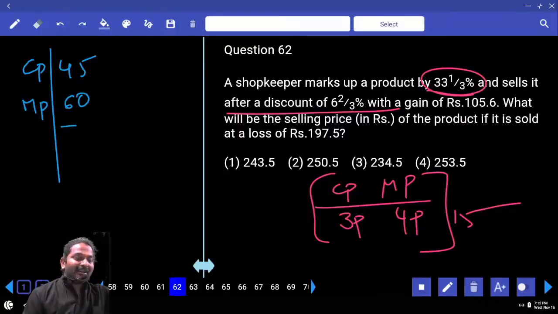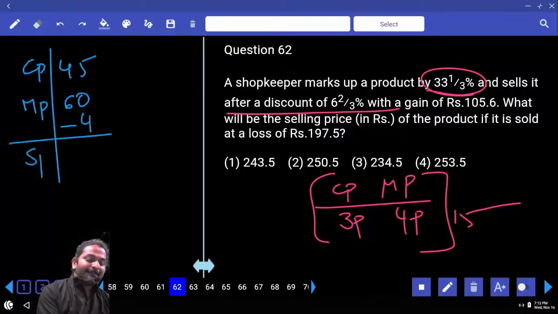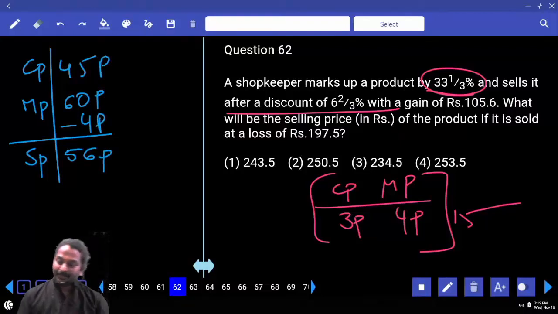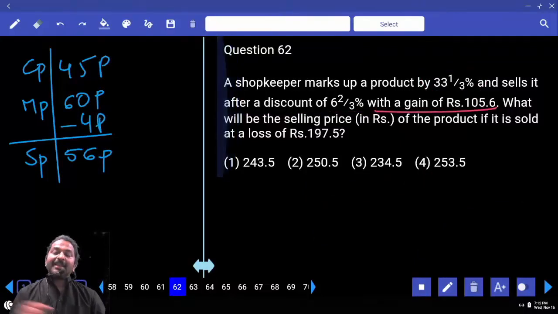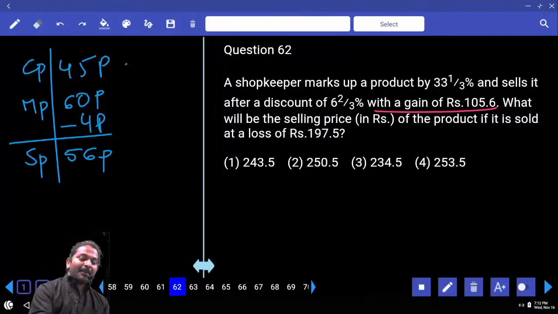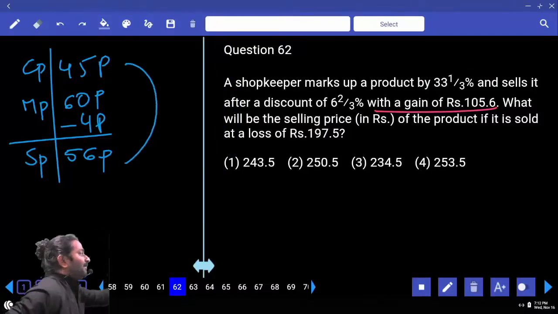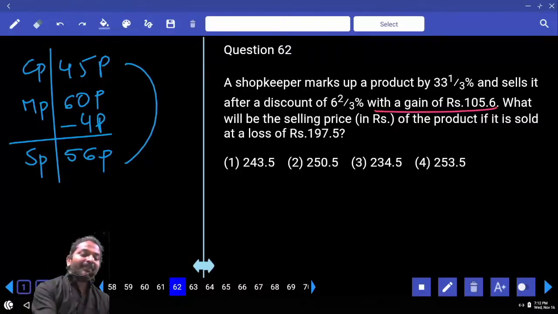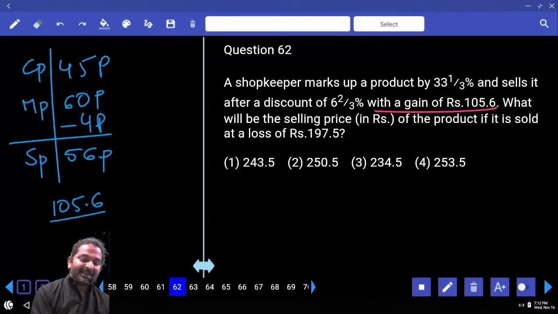1/15th you said. 1/15th of 60, 4. Then what is the selling price? 56. 6 parts. Agreed. Continue. With a gain of 105.6. How much is cost price? 45. Selling price 56. Gain 11 parts, which is equal to 105.6. From that, 1 part is equal to 105.6 divided by 11.